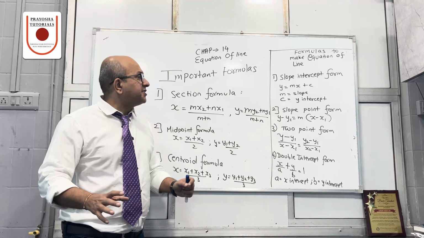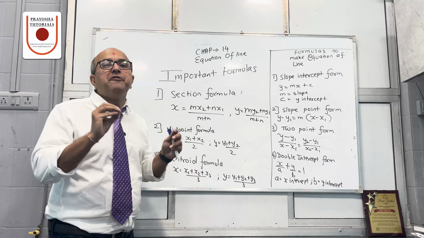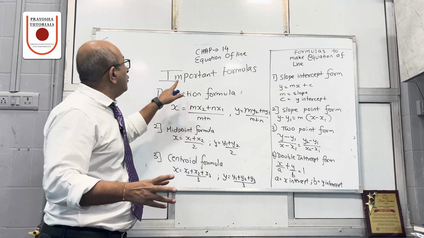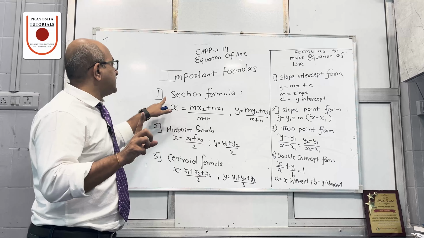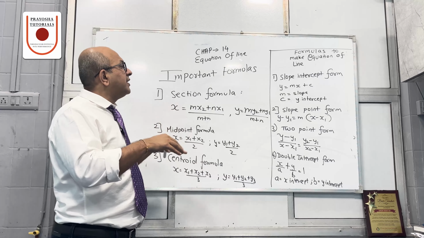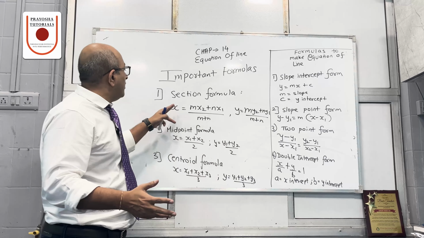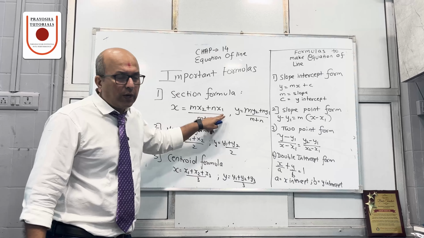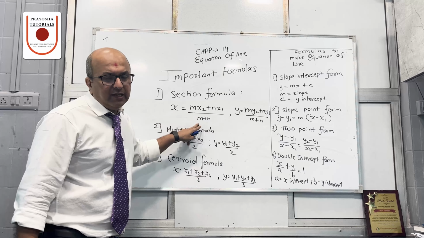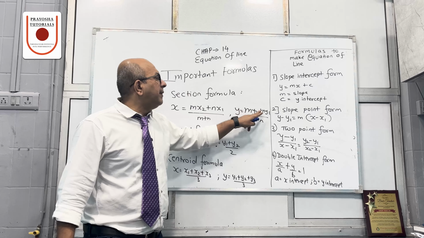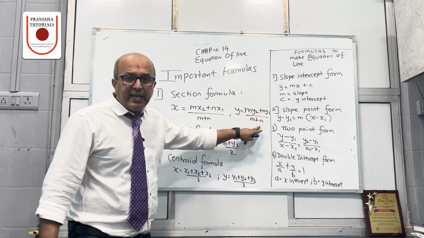So yes, students, we would like to revise important formulas of this chapter, equation of line. The first formula is the section formula. Now this formula is used in the entire chapter. X is equal to mx2 plus nx1 upon m plus n. Similarly, y is equal to my2 plus ny1 upon m plus n.